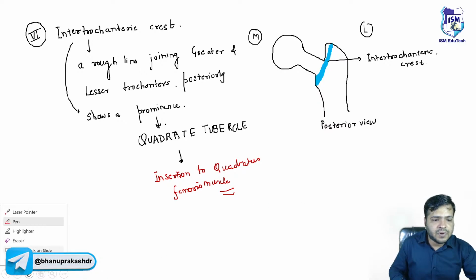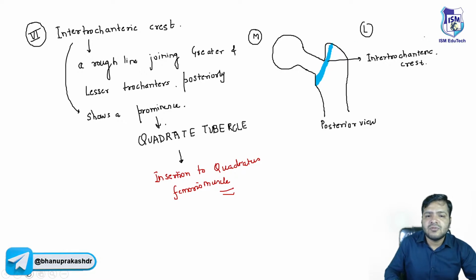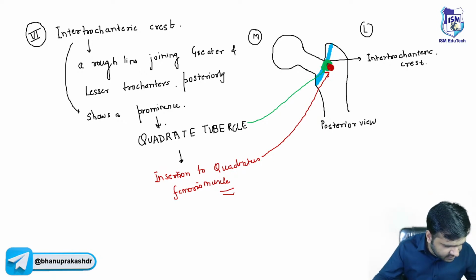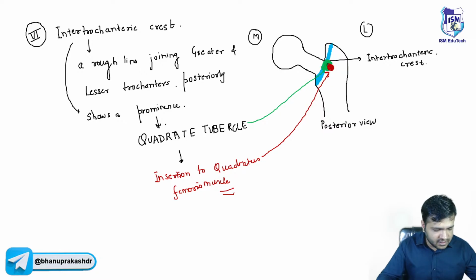Now first see, this quadrate tubercle is present exactly in the midline. It is present in the midline. This is the quadrate tubercle, which I'm trying to show. A tubercle is actually a rounded projection, but this has four sides, with smooth projections over here. This is the quadrate tubercle in the midline of the intertrochanteric crest, and to this a muscle will be attached, and this muscle is the quadratus femoris muscle. I hope this is clear to each one of you.